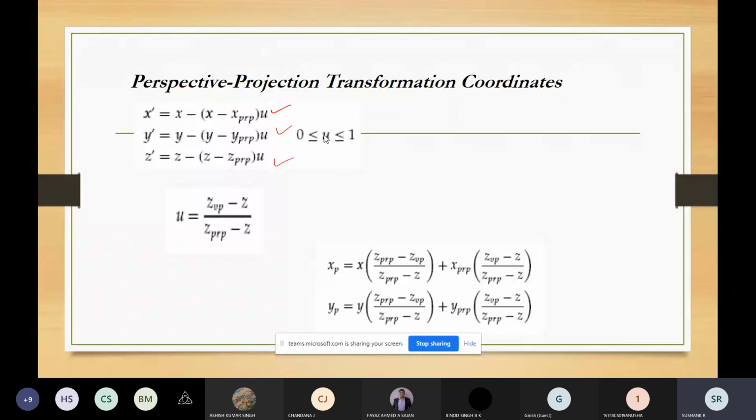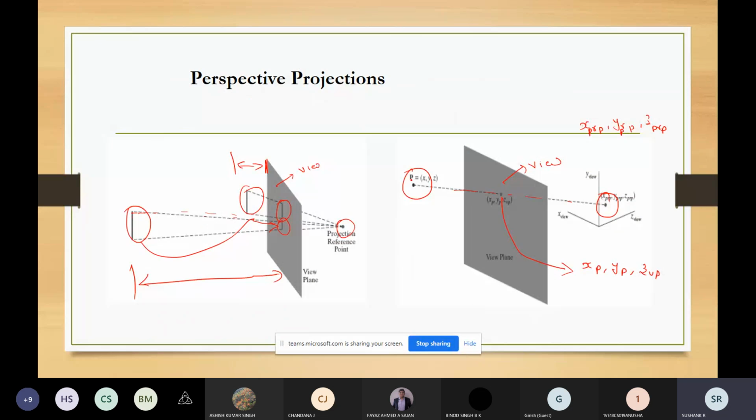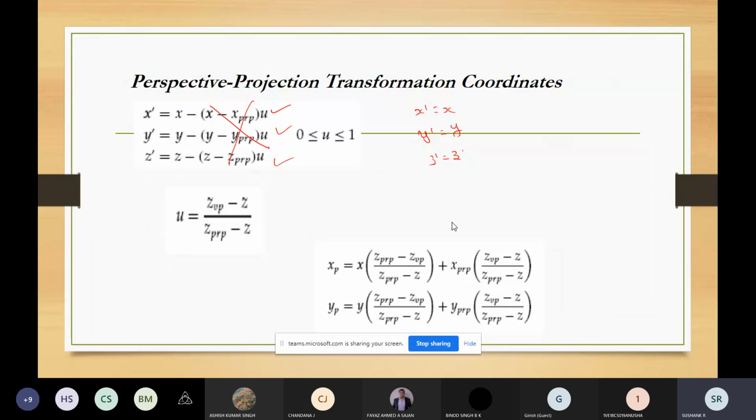So what will happen now when the value of u is 0? When u is 0, these terms will get cancelled because you're multiplying with 0. So x dash will become x, y dash will become y, and z dash will become z. So when u is 0 we will be at the spatial position x comma y comma z. We told that the value of u is between 0 to 1, so when u is 0, you will get this equation.